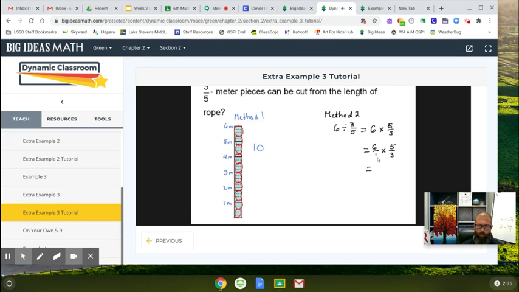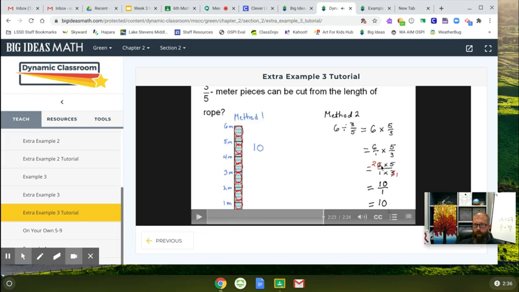To multiply 2 fractions together, you multiply the numerators and then multiply the denominators. Before multiplying, divide out any common factors. This problem has a common factor of 3. Now we can multiply. 2 times 5 is 10, and 1 times 1 is 1. 10 over 1 is equivalent to the whole number 10. So, there are 10 3/5 meter pieces that can be cut from the length of rope.